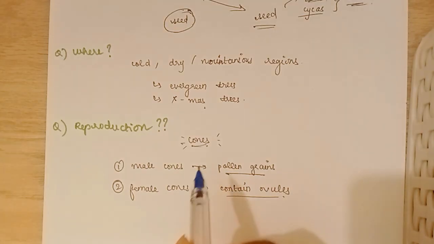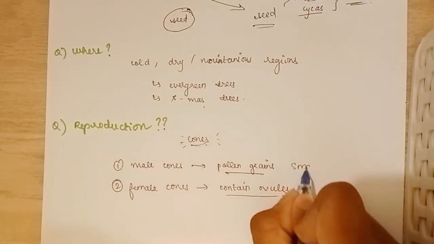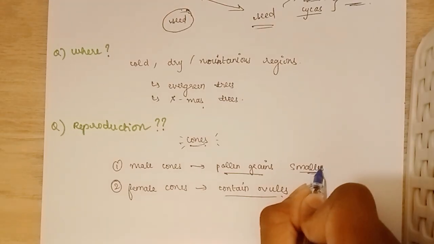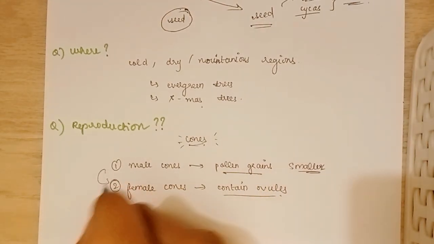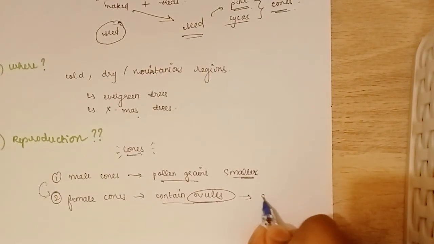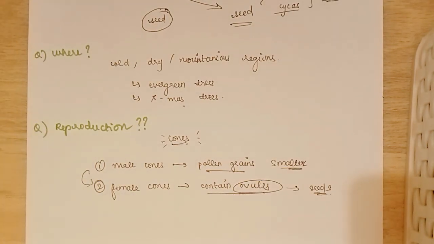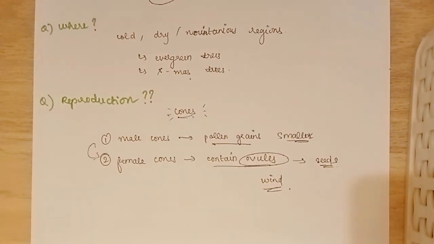Now, these male cones are much short-lived, or they are smaller. So they are short-lived as well as smaller compared to female cones. Whereas female cones, and this ovule develops into seeds after fertilization. And the pollination in this gymnosperm happens mainly due to wind. Now, what is the fertilization process?